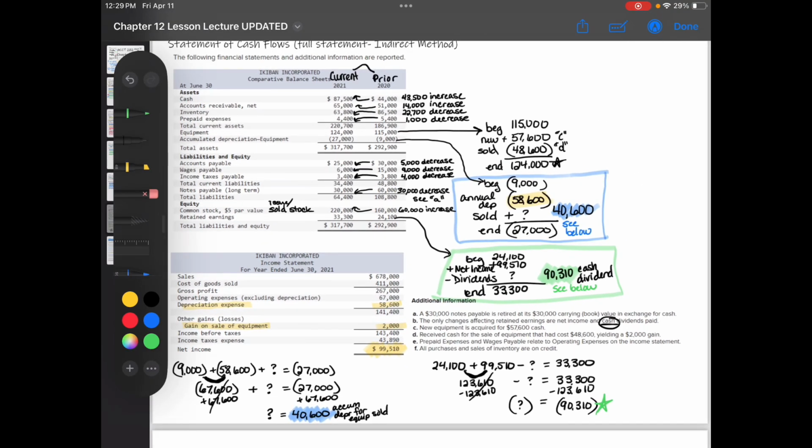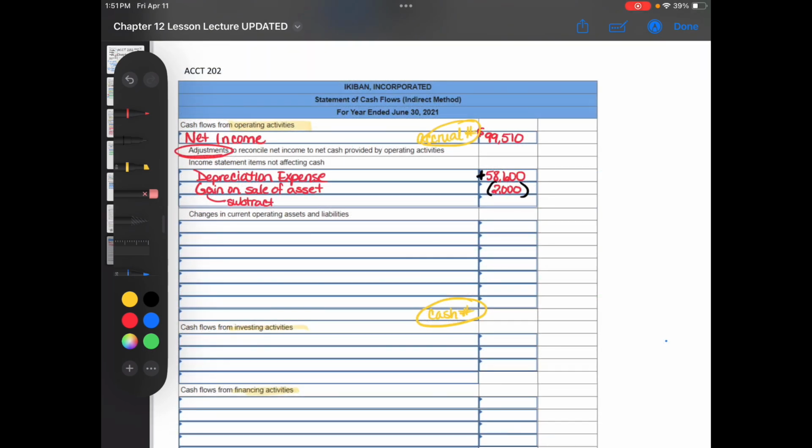And now we're ready to do the statement. Now we work on all of those accounts in current assets and current liabilities. So the first one that we had was accounts receivable, and that was an increase. So I'm just going to abbreviate here. Remember, with that increase in a current asset, that actually means we need to subtract it. So that $14,000 increase will be subtracted with all of these adjustments we're doing.